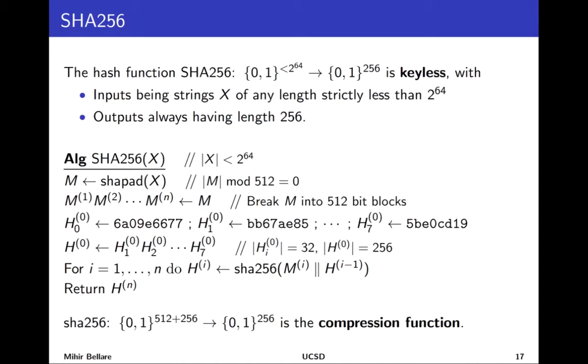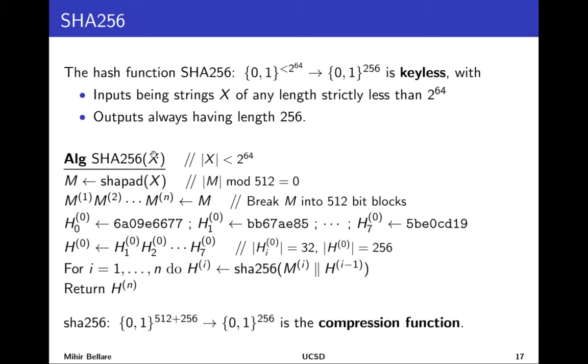Okay, so SHA-256, the hash function, takes very long inputs. Technically, what this means is that the input is any bit string whose length is less than 2 to the power 64. Given, however, that 2 to the power 64 is just humongous, in practice, you can just think of it as taking strings of any length. It's a keyless function, so you won't see any key arguments appearing anywhere. And the output is 256 bits long.